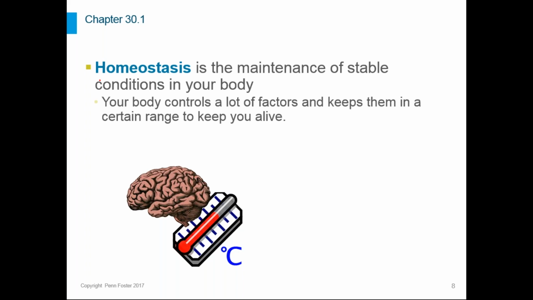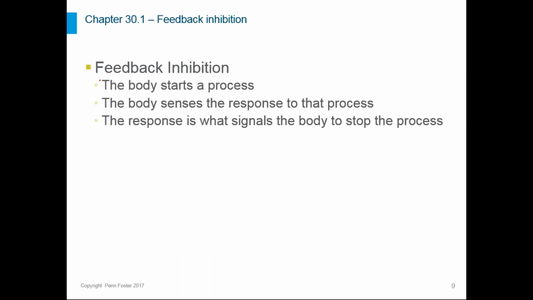The one way that it does this is called feedback inhibition. So feedback inhibition is when your body starts a process, senses the response to that process, and the response is actually what signals the body to stop the process. So let's kind of just look at an example before we see how it's used in your body.